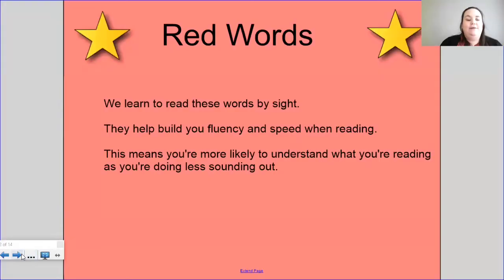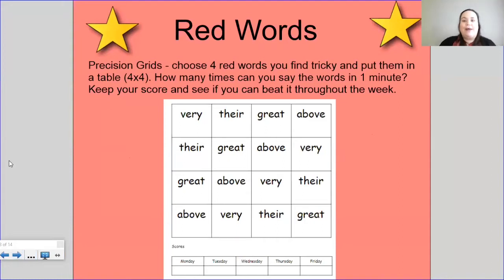Well done. And I have a game that you might like to play. So this week, your game could be to create your very own precision grid. You can choose 4 words, red words that you find tricky, and put them into a table like this. And you can draw this table yourself. You don't have to do it on a computer. And you put these words in a different order. Make sure there's one of each word on each line. How many times can you say the words in 1 minute? And you can keep your score and see if you can beat it throughout the week.